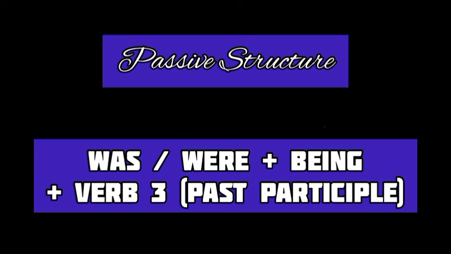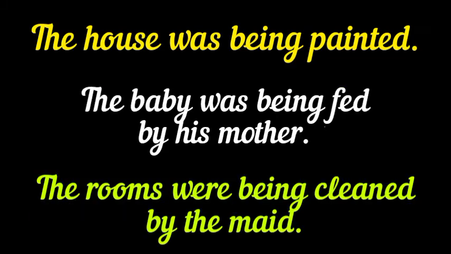And we know that in passive voice, the subject is not the doer of the action, but the receiver of the impact of the action. So the past continuous tense passive voice structure is was or were plus being and the third form of the verb. Now let's look at some examples of the past continuous tense in passive voice.